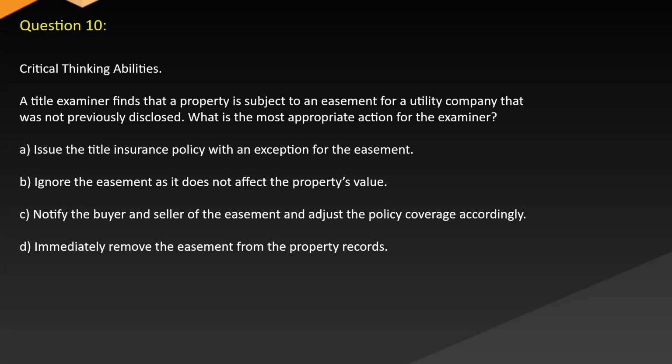A. Issue the title insurance policy with an exception for the easement. B. Ignore the easement as it does not affect the property's value. C. Notify the buyer and seller of the easement and adjust the policy coverage accordingly. D. Immediately remove the easement from the property records.